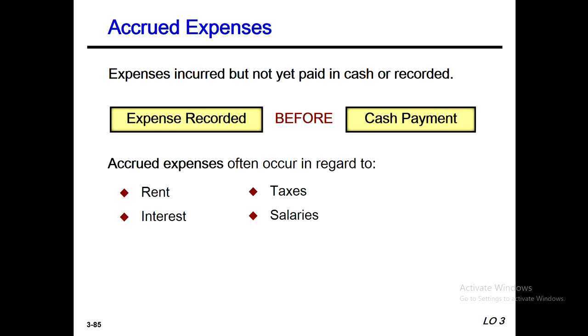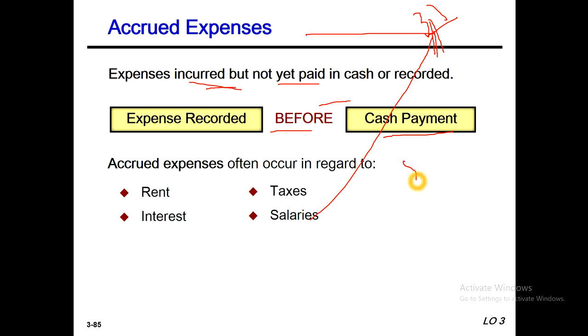Now accrued expenses. Accrued expenses are incurred but not yet paid. Suppose this is the 31st of October. At this time we have seen that our salaries are unpaid. So now we need to pay this salary. So here the expense is incurred but not yet paid. We could not pay this salary. So here expenses are recorded before the cash payment later. So here the salary expense will be debit and salary payable will be credit.